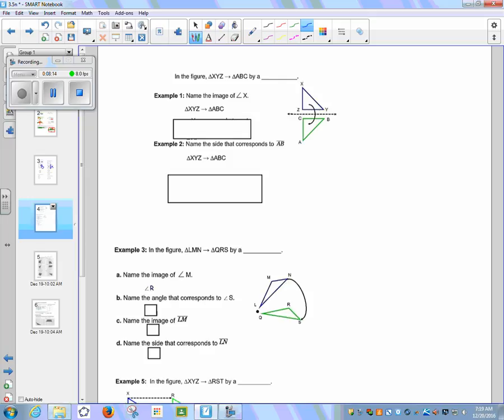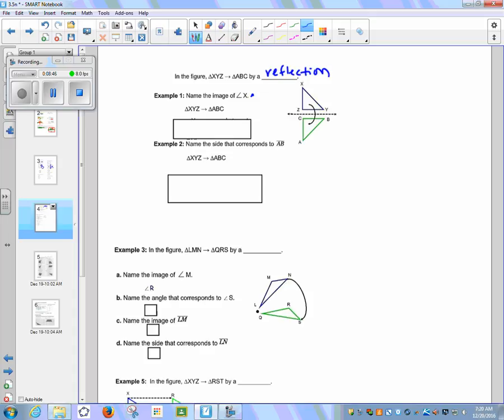These are some practice on just recognizing what type of rotation or reflection or translation we have here and what the correspondence is. So if this is triangle XYZ, it maps to ABC by A. You could tell there's a line of reflection here, so this is just going to be reflection.